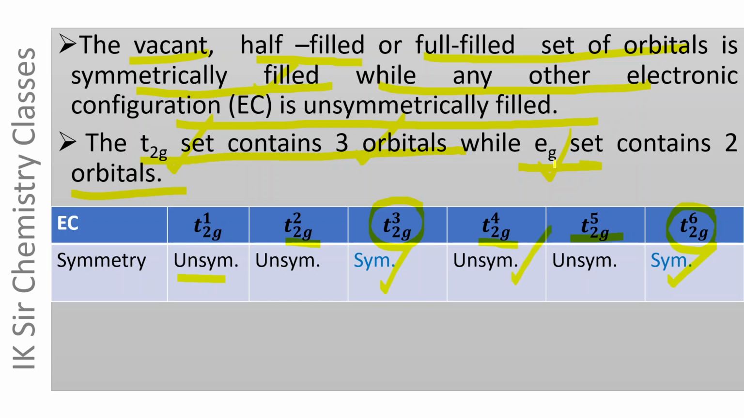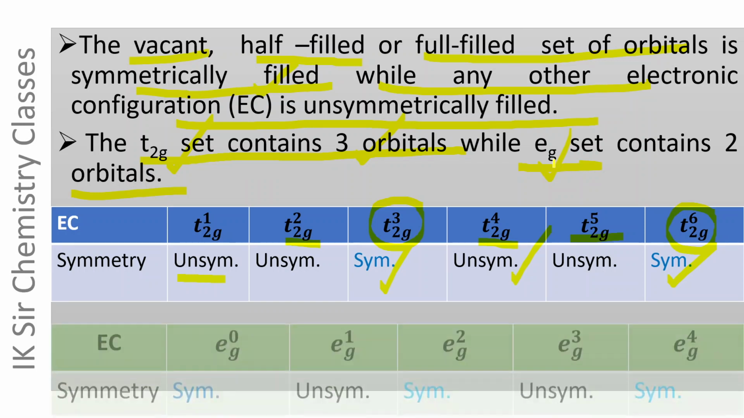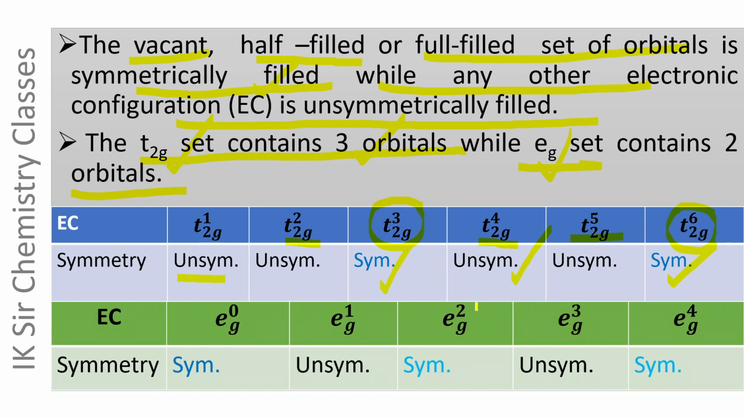In eg set of orbitals, there are 2 orbitals in which maximum 4 electrons can be accommodated, and therefore eg2 is half-filled and eg4 is full-filled, and these are symmetrical electronic configurations. eg0 is vacant, it is also symmetrical, while eg1 and eg3 are unsymmetrical electronic configurations.